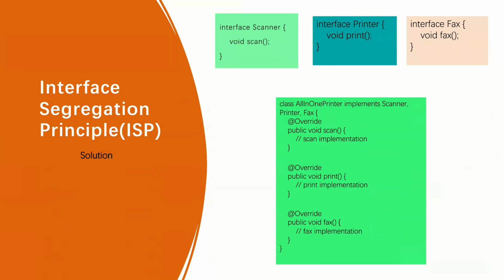This design allows clients to depend only on the interfaces that are relevant to them, and it makes the system more flexible and easier to maintain. Additionally, it prevents clients from being forced to implement methods that they don't need, thus promoting better separation of concerns.